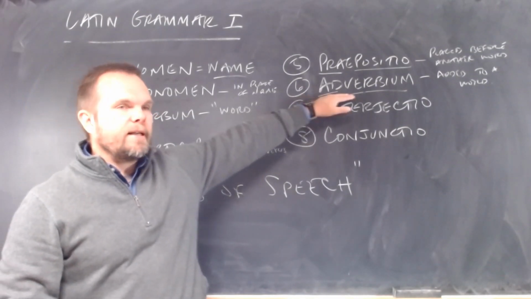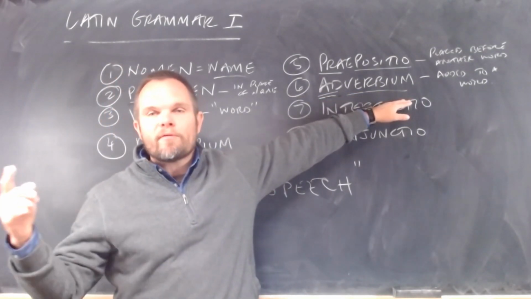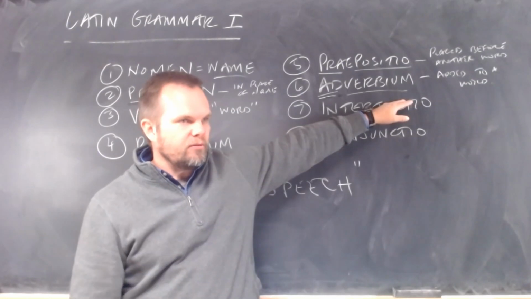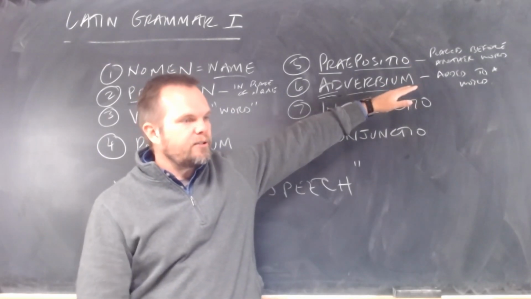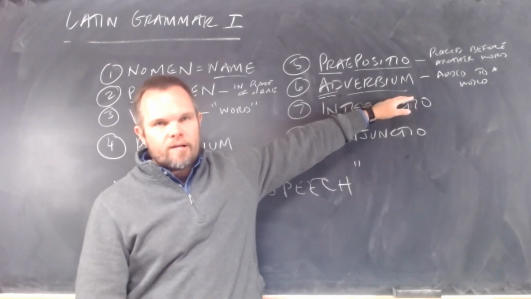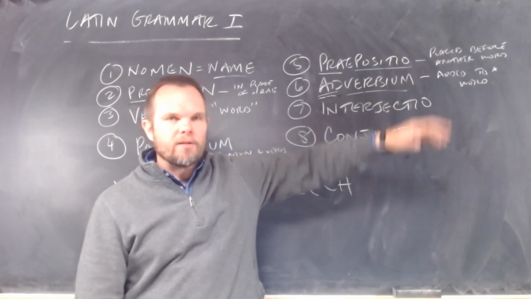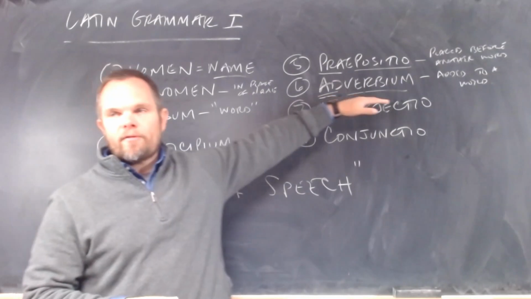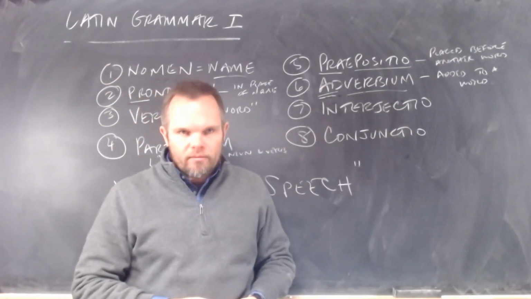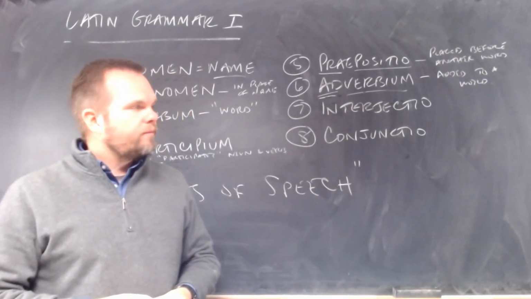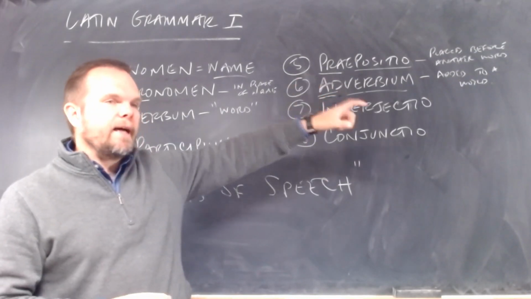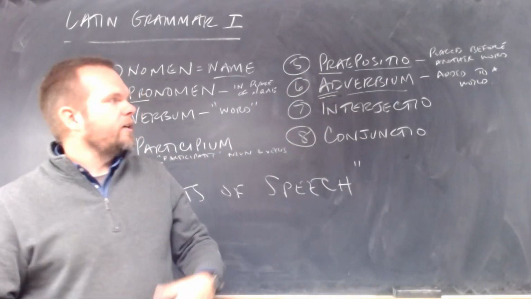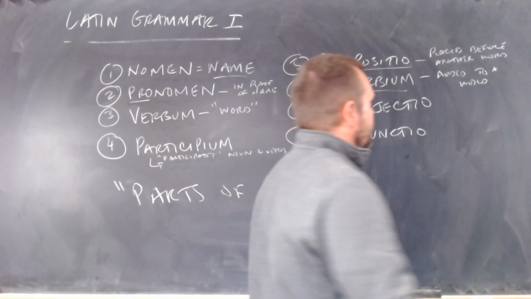Some people will say an adverb is a word that's added to a verb, but that's not true. It can also be added to a noun. It can also be added to other parts of speech. So don't learn that an adverb is a word used to describe a verb. That's not true. It's a word that's added to another word to explain how something is done.